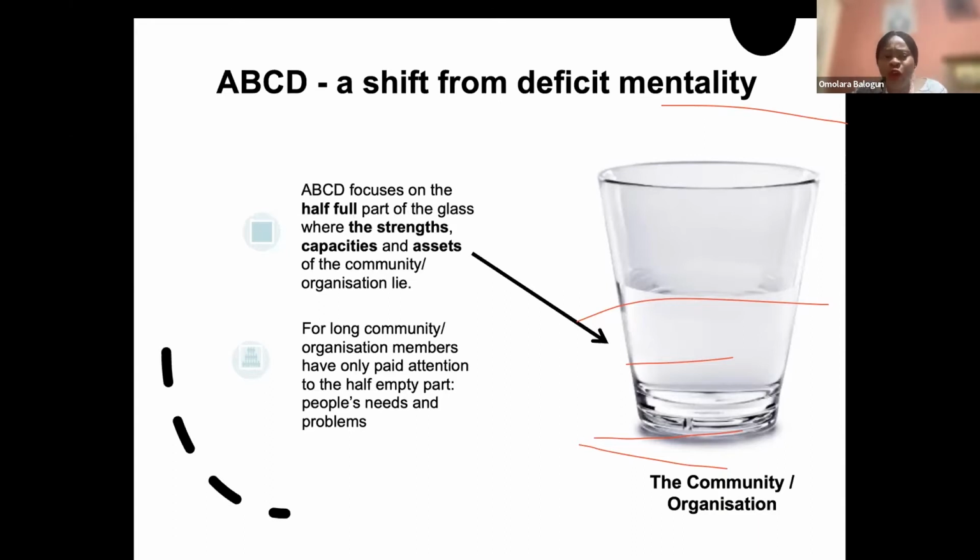So for so long, community and organization members have only paid attention to the half-empty part of their cup, of their community, of their organization. They always present themselves from the need perspective. We need our own building. We need to do this. We need to do that. We don't have this, we don't have that. They rarely talk about what they have.